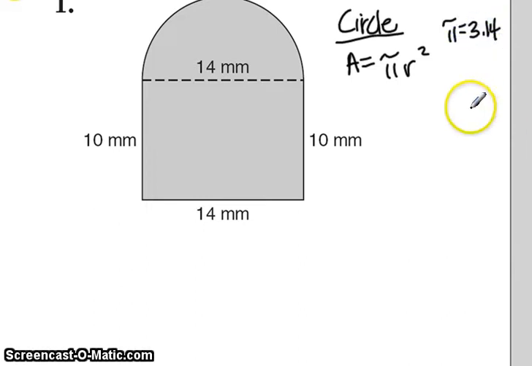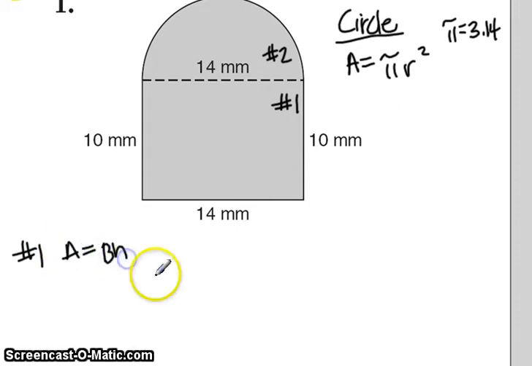3.14. Okay. Now, radius runs across your circle. We haven't talked about radius and diameter yet, but radius will be all across your circle. So, again, I'm going to number my shapes. This is shape 1. This is shape 2. Let's do the easy one first. Let's do the rectangle, because we know that that is area equals base times height. My base is 14.